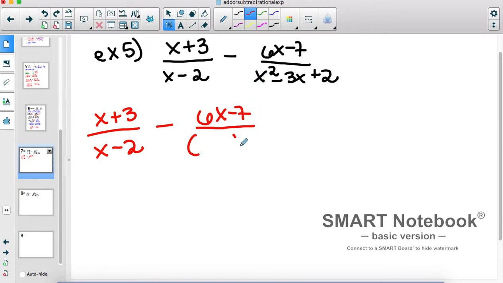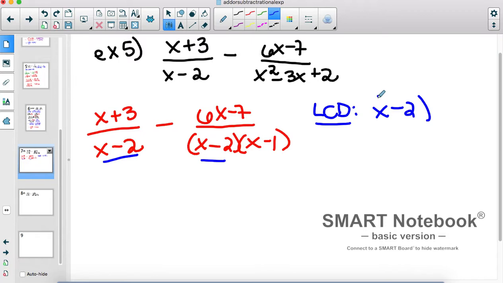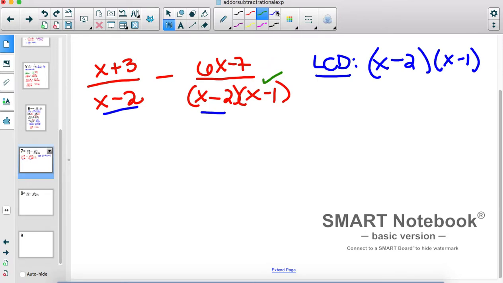This is a quadratic, so x and x. 2 numbers that multiply to 2 and add to negative 3. So negative 2 and negative 1. Very good. Okay, LCD. They have an x minus 2 in common, so that is going to be part of our LCD. And then there's an x minus 1 left over. One of our fractions is good. This one has our LCD. We just need to change that first one. So let's do that.